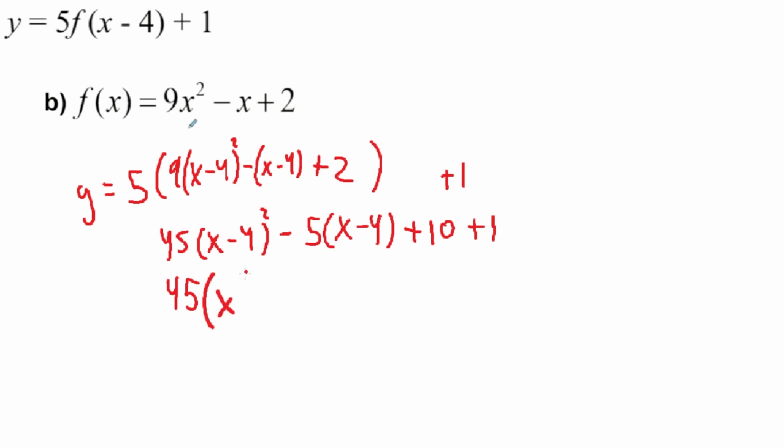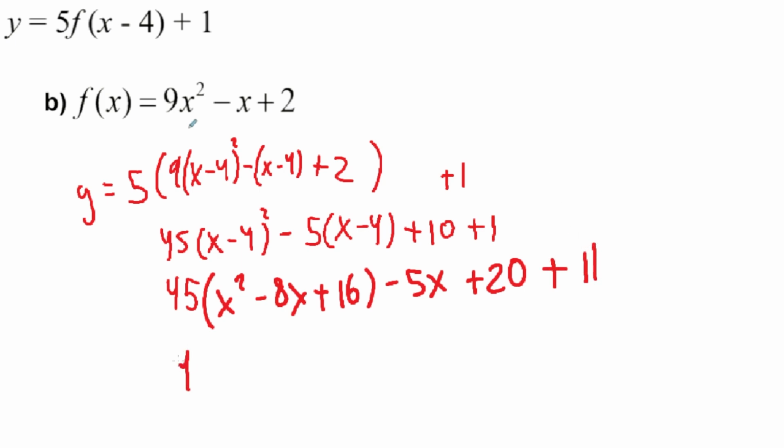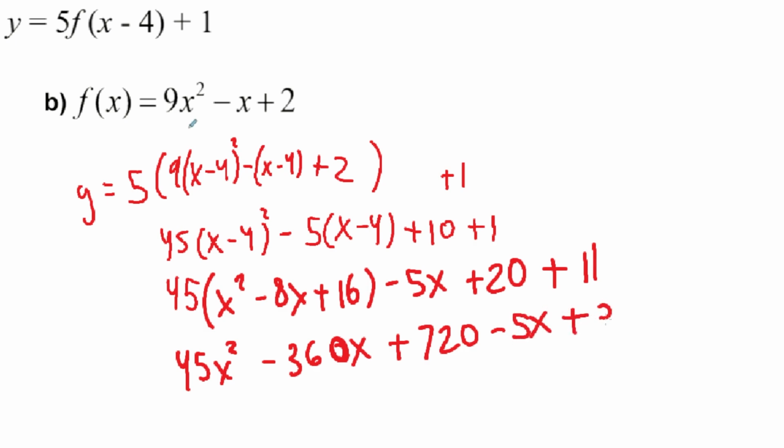Okay, let's keep going to get this in vertex form. This is x minus 4 squared, x squared minus 8x plus 16, minus 5x plus 20, plus 11. And then that becomes 45x squared minus 360x plus 720, minus 5x plus 31. And that finally becomes 45x squared minus 365x plus 751.